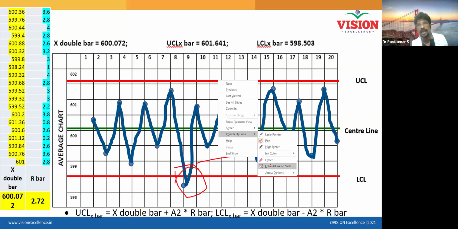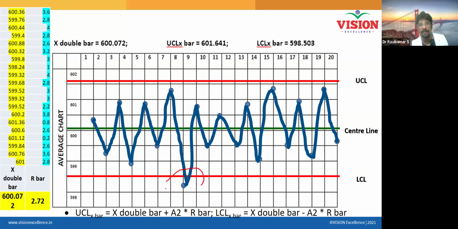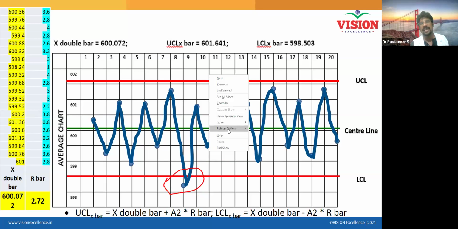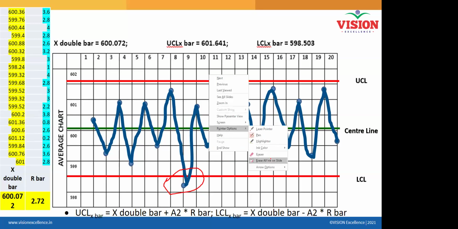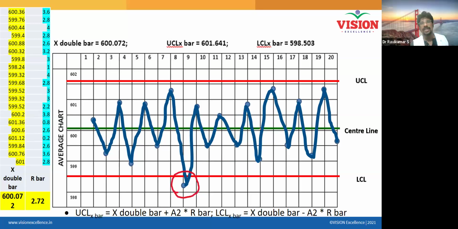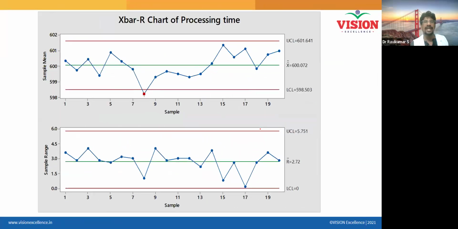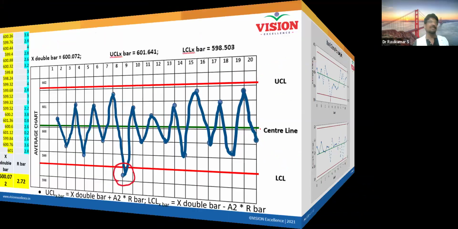Take more tests, collect more data, regularly monitor it. And if the reason is known, do a corrective action. If the reason is not known, then we have a solution, that is a Six Sigma project. Got it, guys? Are we clear? Yes, yes. Okay, so this is how we execute an X bar R chart manually.